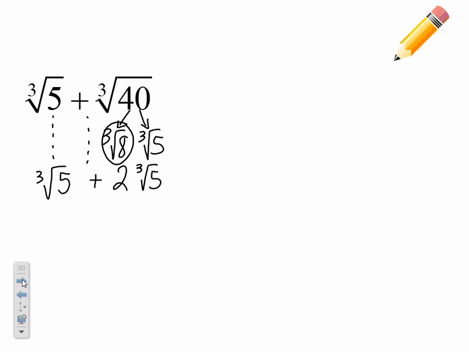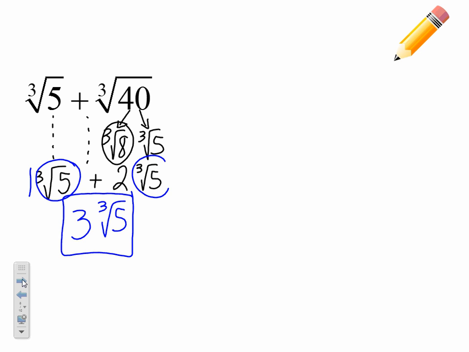And now if I read what I have, 1 cube root of 5. That's right, there's like a 1 up in front of here. I have 1 cube root of 5 plus 2 cube roots of 5 makes, that's right, 3 cube roots of 5. One of them plus 2 of them makes 3 of them. So this is my final answer. I needed to make sure that I have like terms before I can go ahead and add those values together. So I have to simplify first before I can add.